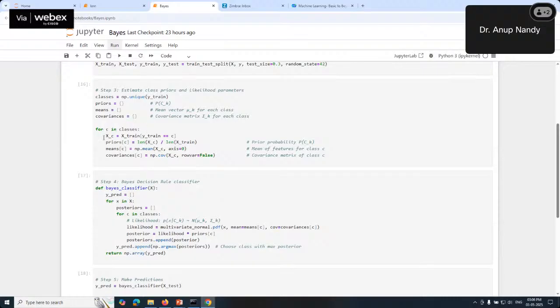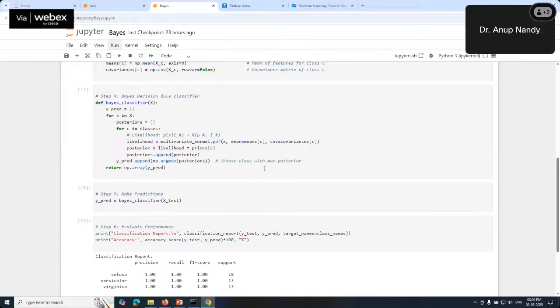Now for C classes, we have to calculate these priors. If the prior probability is not given, you can use the formula n1 by n. For the mean of the features for each class, you can use np.mean. For the covariance matrix you can simply use np.cov. There is no need to write the formula the way I was explaining to you. It's np.cov of Xc with rowvar equal to False. This is the syntax that we have to use.